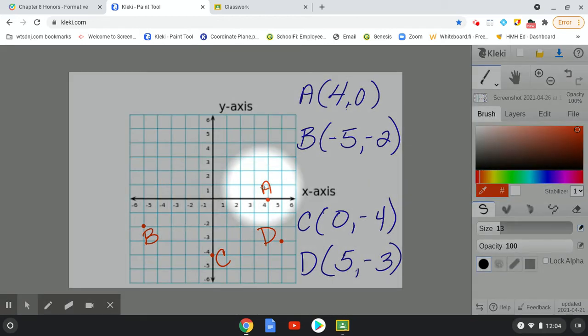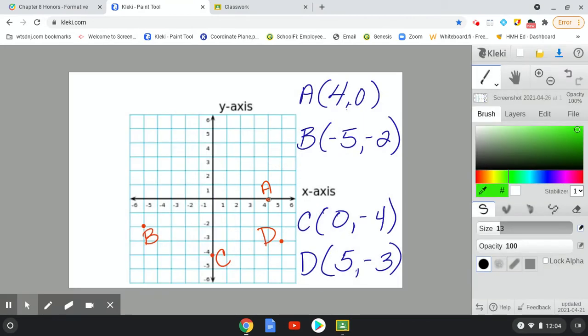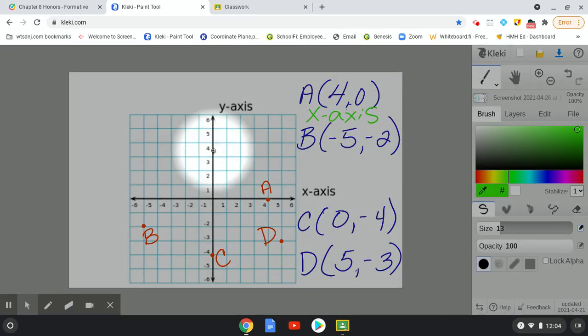So now, if I were asked what the location of my points are, I would say for point A, my location is the x-axis because the point lands exactly on my x-axis. So for my location for A, it would be the x-axis. My location for B, well, that lands in a quadrant. B lands in a quadrant.